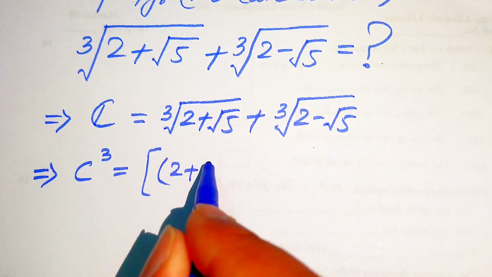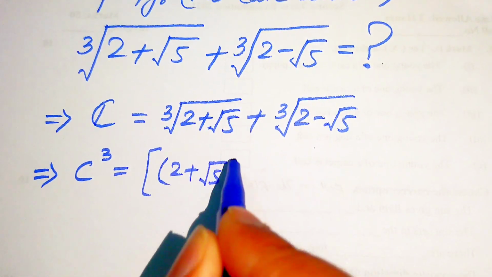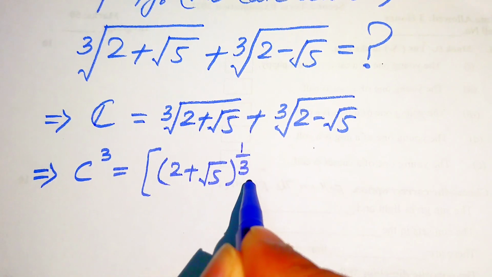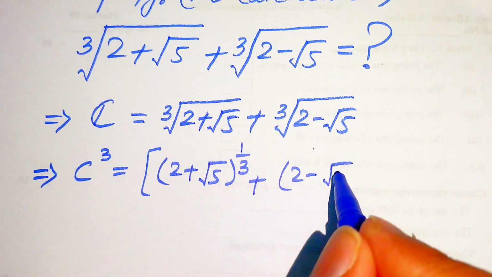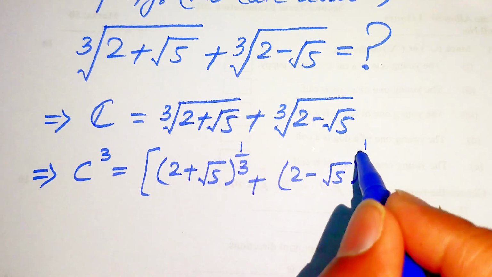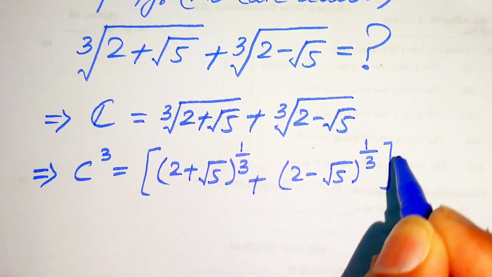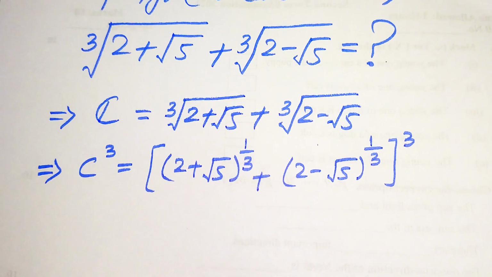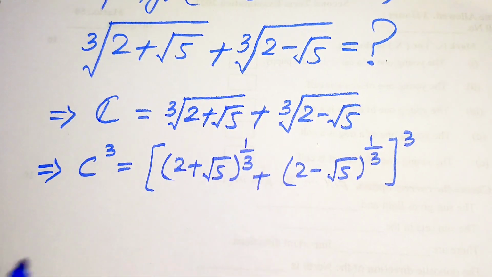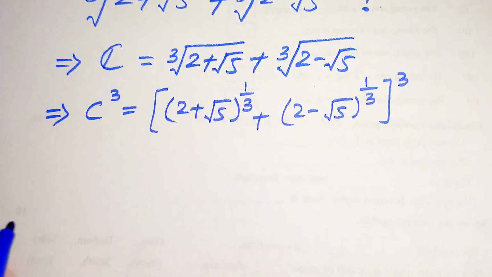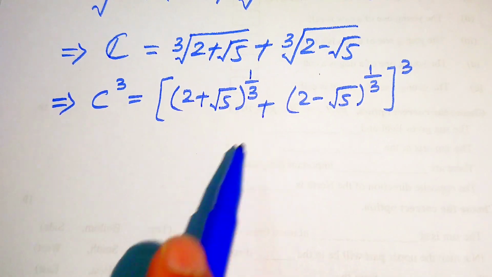We write it as 2 plus square root of 5 and its whole exponent is 1 over 3, plus we rewrite this as 2 minus square root of 5 and its exponent is 1 over 3, and its cube. Okay, here we will write cube, just cube on both of the sides in this way. And now we can apply the nice cubic formula in the right hand side.